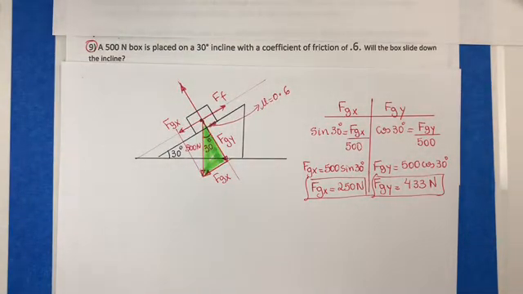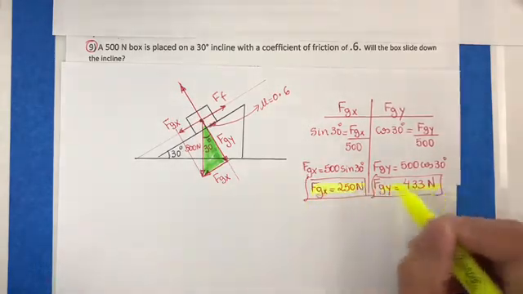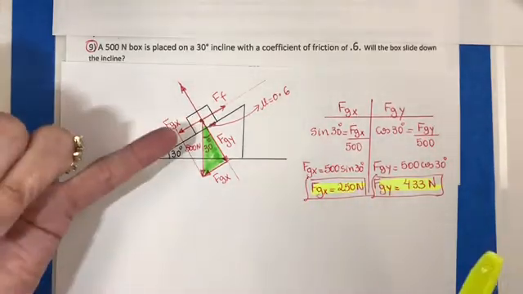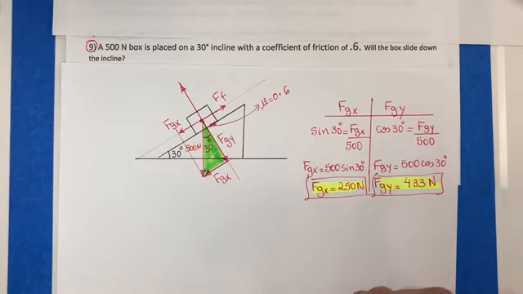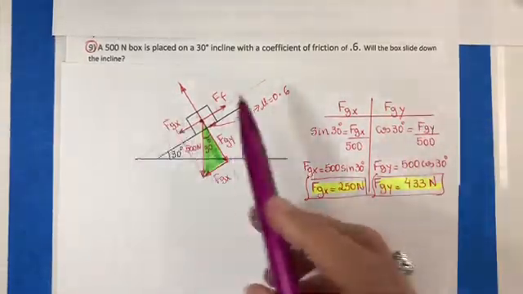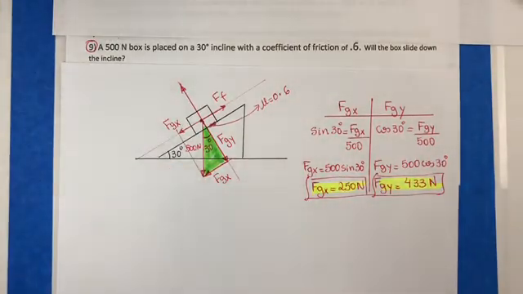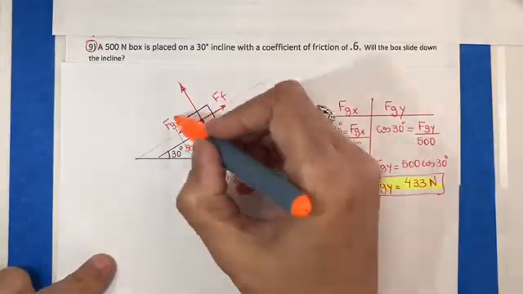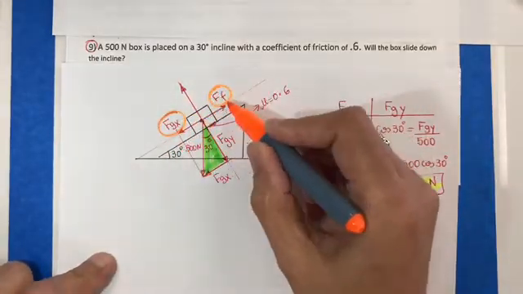So these are the components. Let's keep these numbers. We did the free body diagram and we found the components. Now we have to go back to the question. Will the box slide? Now we need to look at two things. For the box to slide, FGX must be greater than FF.